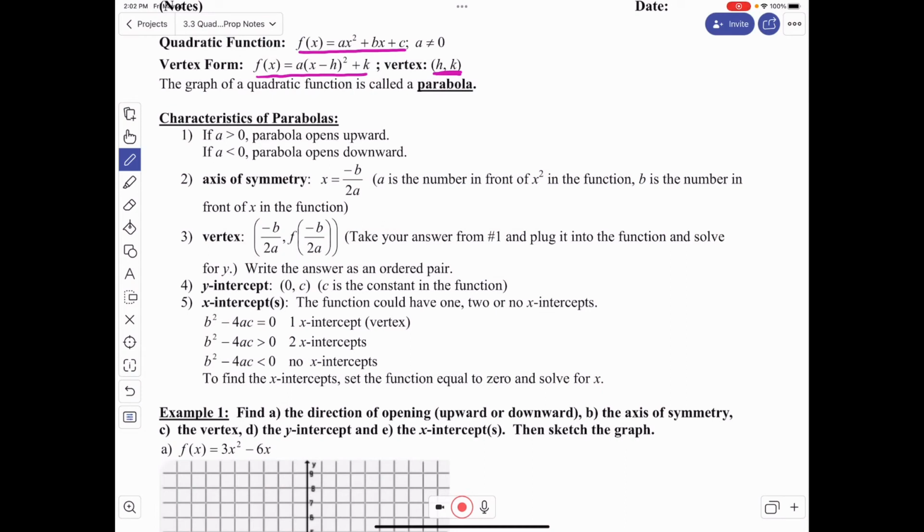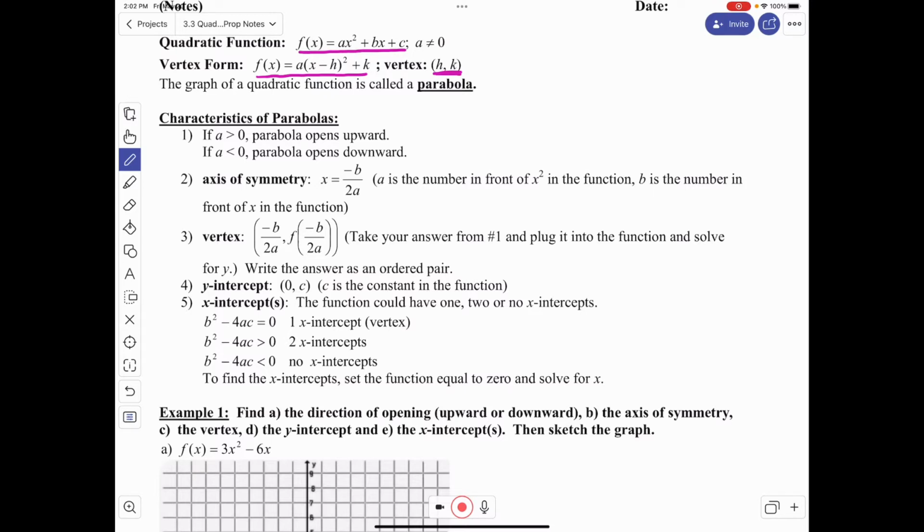It would be symmetric. So to get your vertex, you take whatever you get for your axis of symmetry, and you plug it back into the function and solve. And there you will get a point, and that will either be the very top of your parabola or the very bottom of your parabola. Make sure to write this as an ordered pair. Your y-intercept is (0, c). C is just the constant in your function.